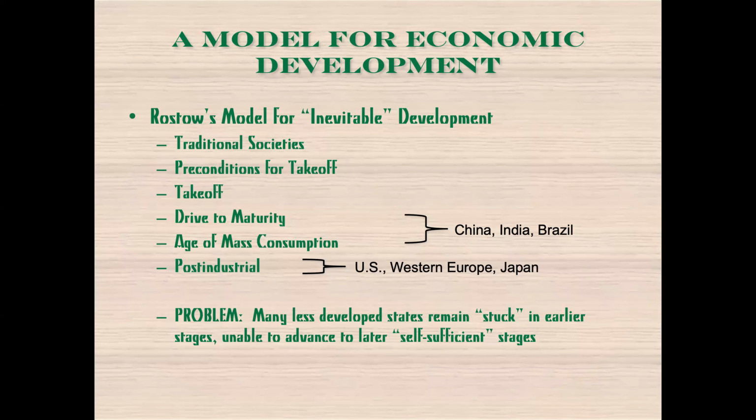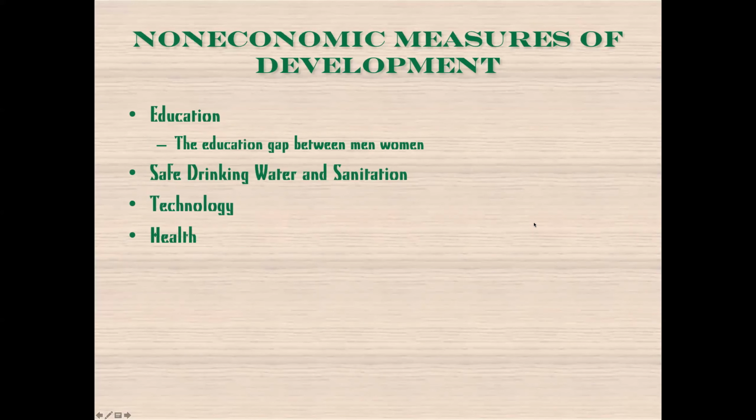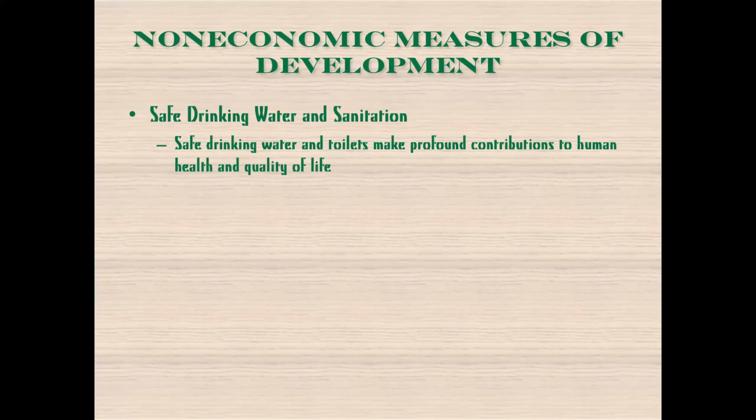Okay, the idea of inevitable development, you know, the post-industrial US, Western Europe, Japan, and basically the three up-and-coming, China, India, and Brazil. We'll talk about the idea of non-economic measurement of development. Drinking water and sanitation. You turn on the tap and you expect water to come out. You go to the bathroom and you flush and you don't even think about it. It just simply goes somewhere, right? The sewer system. And so that is a very significant non-economic measurement of development.